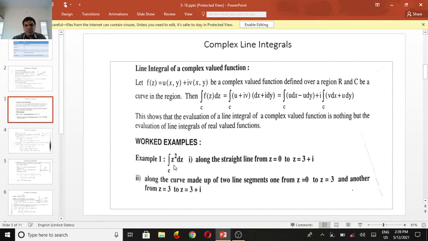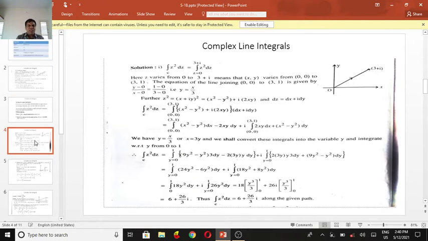For example, take the integral over C of z squared dz. First, along a straight line from z equal to 0 to z equal to 3 plus i. Secondly, along a curve made up of two line segments, one from z equal to 0 to z equal to 3, and another from z equal to 3 to z equal to 3 plus i. Now, this is the given problem.